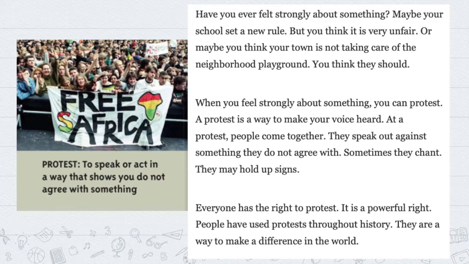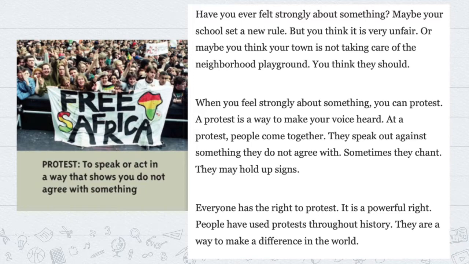Have you ever felt strongly about something? Maybe your school set a new rule, but you think it's very unfair. Or maybe you think your town is not taking care of the neighborhood playground. You think they should. When you feel strongly about something, you can protest. A protest is a way to make your voice heard.